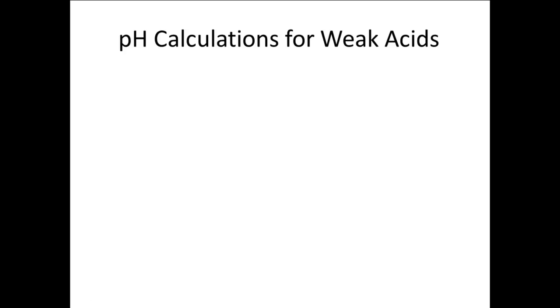This is a tutorial for how to calculate the concentration of hydrogen ions and the pH for a solution of a weak acid using the equilibrium expression and Ka constant. This includes a simplifying assumption that makes solving the mathematical equation easier.